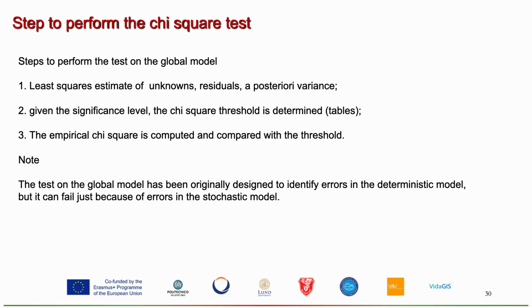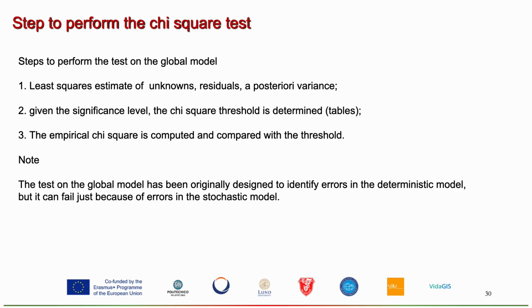So, summarizing, the practical steps to perform the chi-square test are the following. First of all, we apply the least squares principle to estimate the unknowns, the a posteriori estimates of the residuals, and the a posteriori variance. Now, given a certain significance level, you can determine the chi-square threshold by tables, and then you can compare the empirical chi-square with the threshold value.